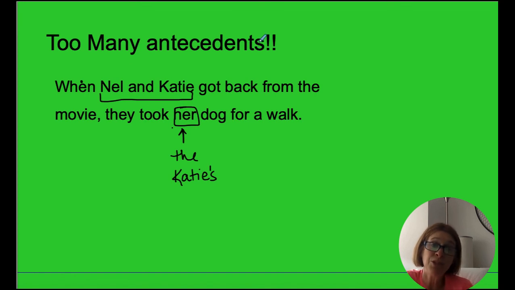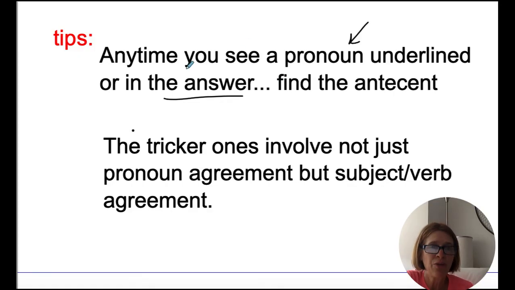All right, sometimes you have to be careful with too many antecedents. When Nell and Katie got back from the movie, they took her dog for a walk. Well, it's Nell and Katie. That's my noun. That's my antecedent. So I have to be really careful. I can't use her because there's two of them. I could say the dog for a walk. I could say Nell's dog. I could say Katie's dog. I could say their dog. Be really careful.